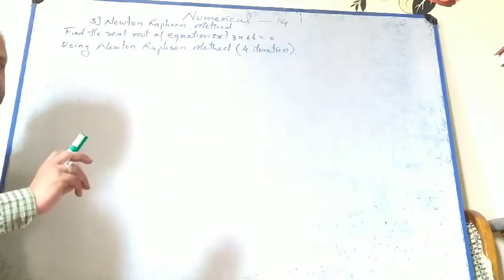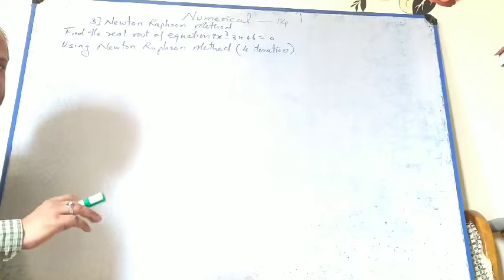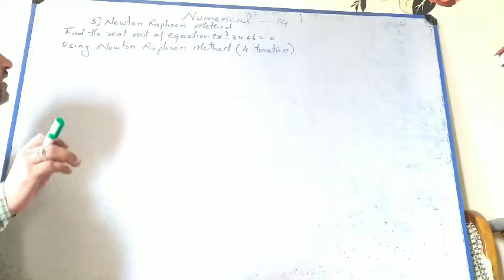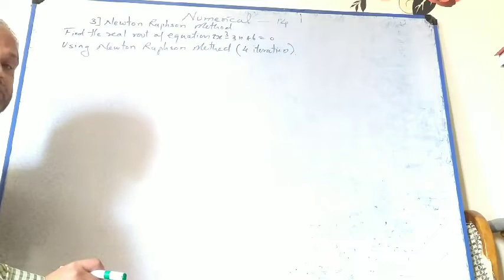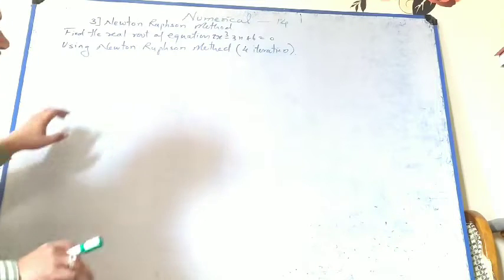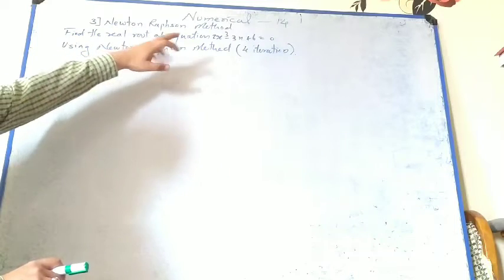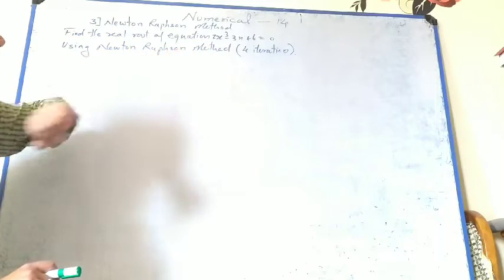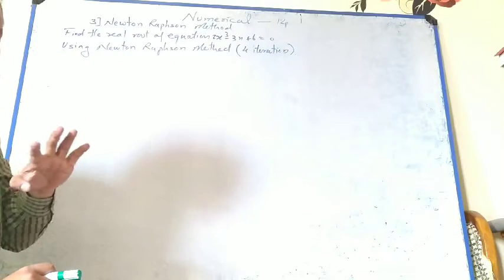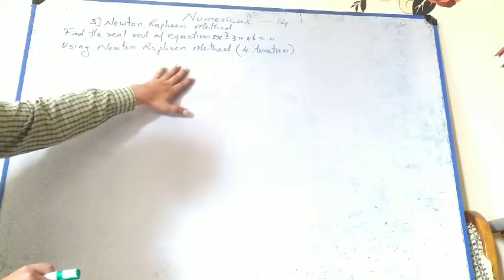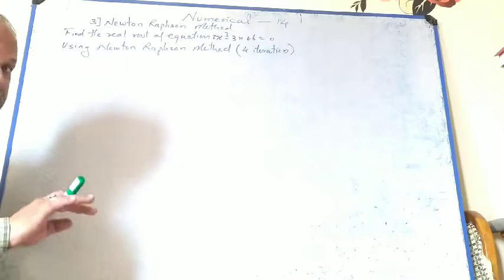Today I am going to teach you the second method of numerical methods, that is to find the real root of an equation by using the Newton Raphson method. We will take one example: find the real root of the equation 2x cubed minus 3x plus 6 equal to 0 using the Newton Raphson method for 4 iterations. Now this question will be asked for 6 marks in question number 6.